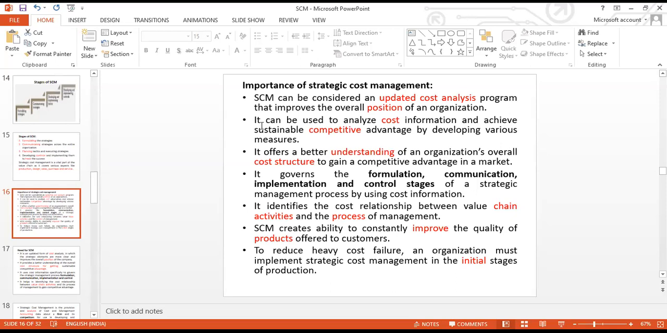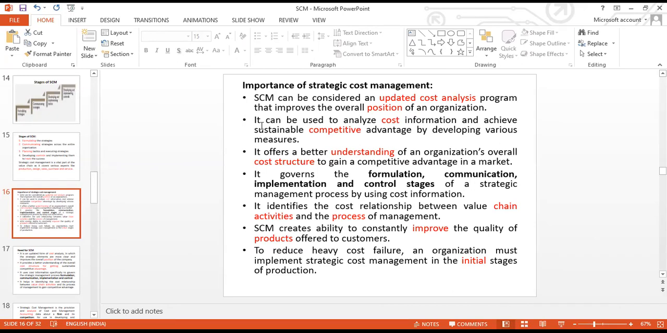Nobody should be dissatisfied with my organization. It may be an employee, a customer, a stakeholder, or a supplier. Because if a person is dissatisfied with my organization, he will not work for my organization. He will find other opportunities, and jab usko alternative mil jayega, tabhi wo bhag jayega. Aisa nahi hona chahiye. That's why I need to manage this organization very strategically. I should prepare flexible policies for all these stakeholders. That's why there is the importance of strategic cost management.